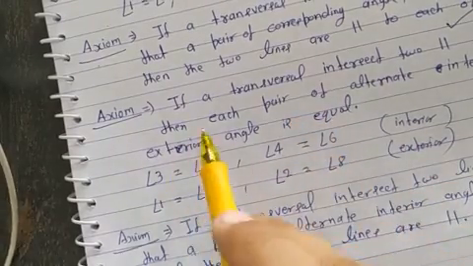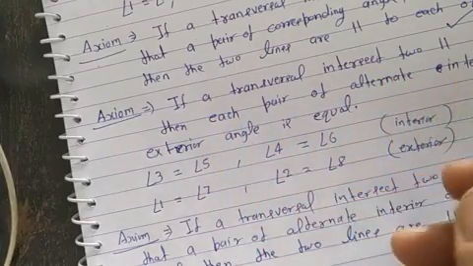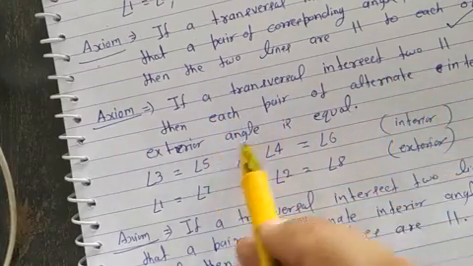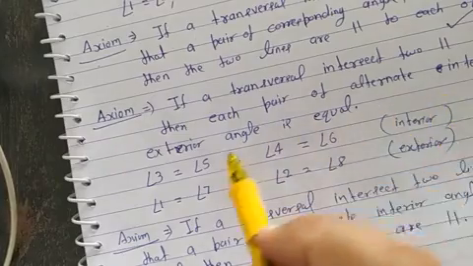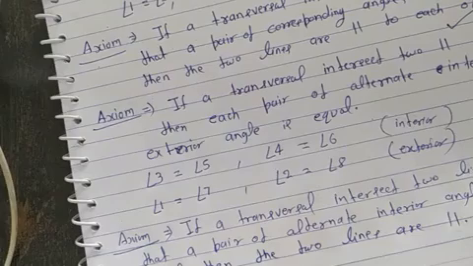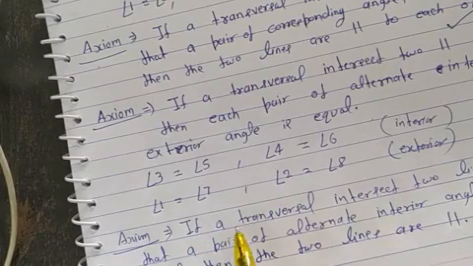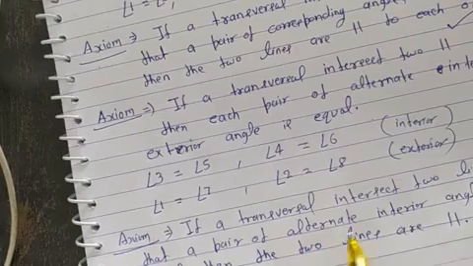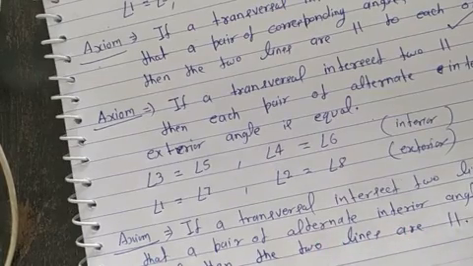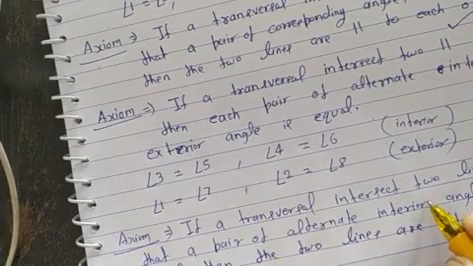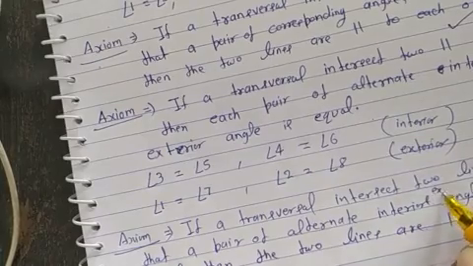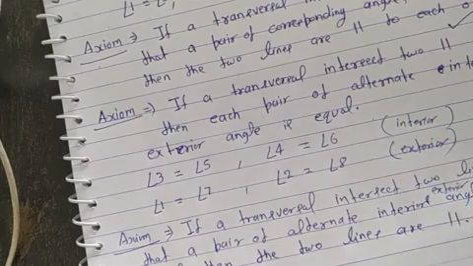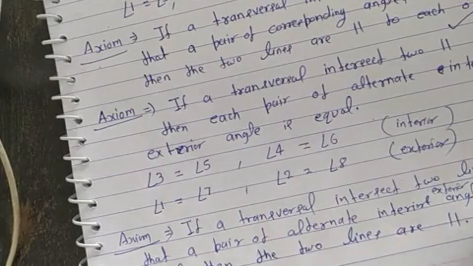In this axiom, what are we saying? We are saying that if a transversal intersects two parallel lines, then each pair of alternate interior and exterior angles are equal. And here, what are we saying? If a transversal intersects two lines such that a pair of alternate interior and exterior angles is equal, then the two lines are parallel.